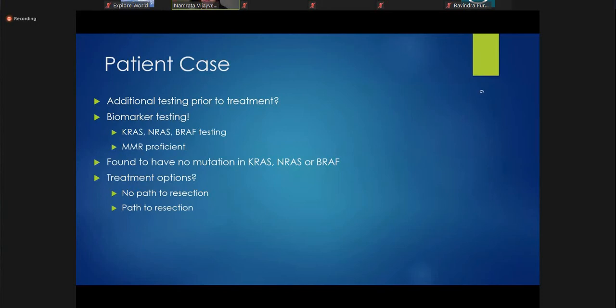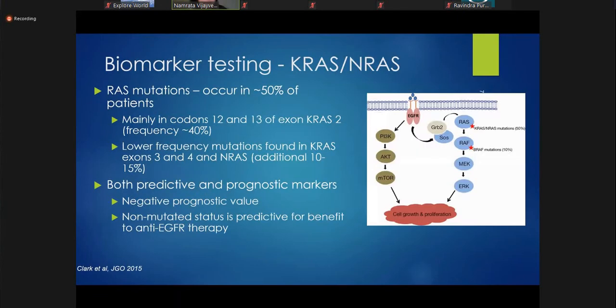There are 2 ways to look at it: is there a path to resection, or is there not a path to resection? That sometimes defines how we treat these patients. So a little bit about the biology. If you test for KRAS, about 40% have exon 2 mutations, most of them in codon 12 and 13. Then there's a smaller group of patients who have KRAS exon 3 and 4 and NRAS mutations. So on average, 50 to 55% of our patients are mutated, and about 40 to 45% are wild type.